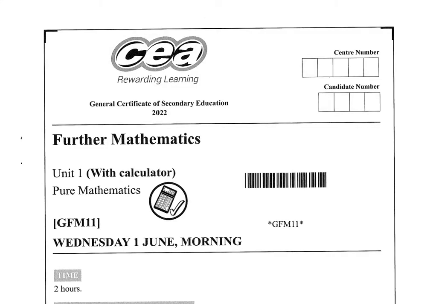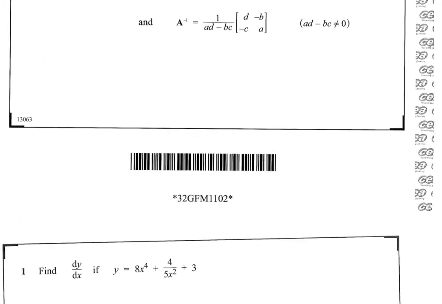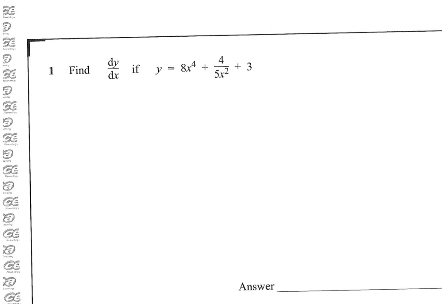Okay, these are the solutions to CCEA's GCSE Further Mathematics Unit 1, Paper 1, which is the Pure Mathematics module. Right, first question says, find dy by dx if y is equal to 8x to the 4 plus 4 over 5x squared plus 3. So the first thing you've got to do here is get this in index form.